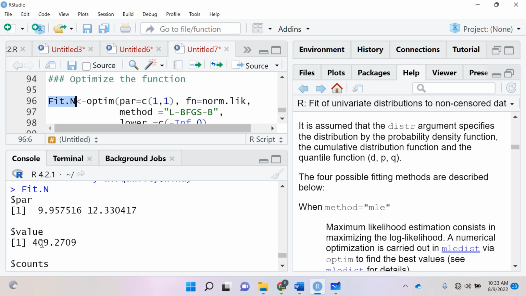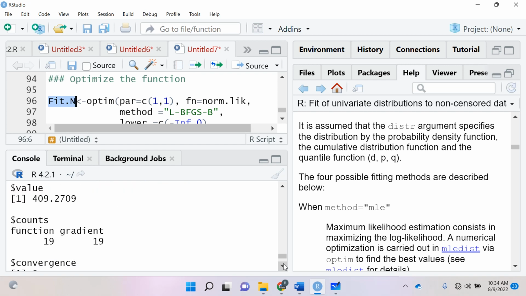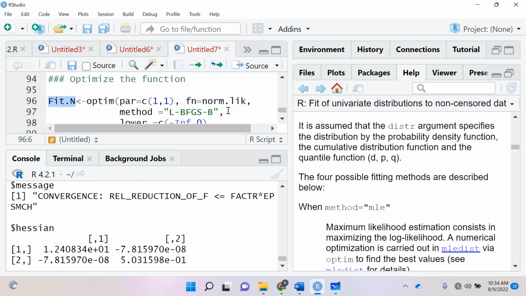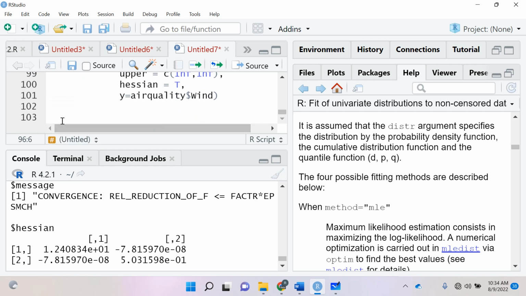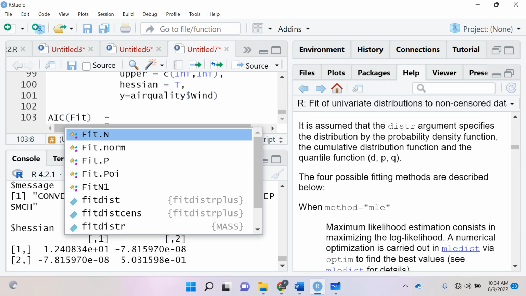Remember, if you notice this, the log likelihood for the discrete case was negative. It was negative all the time, and that of the continuous case, continuous distributions, are positive. So we can find our Akaike information, AIC, and see what AIC fit in.